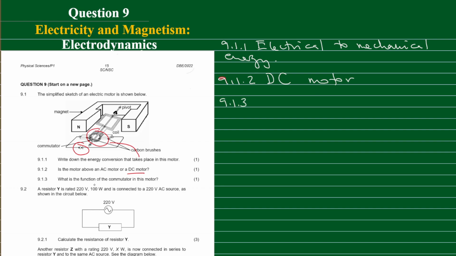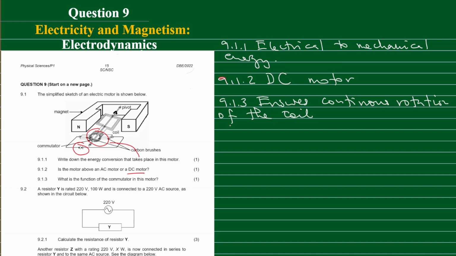9.1.3. What is the function of the commutator in this motor? So what is the function of the split ring commutator? Now the function of the commutator is to ensure that the coil will always rotate in one direction. So we can say that it ensures continuous rotation of the coil, so that the coil will always rotate in one direction.